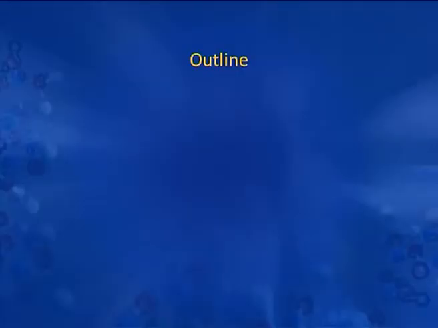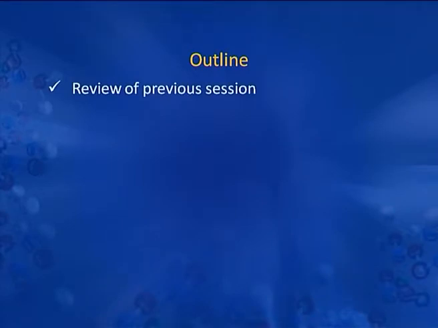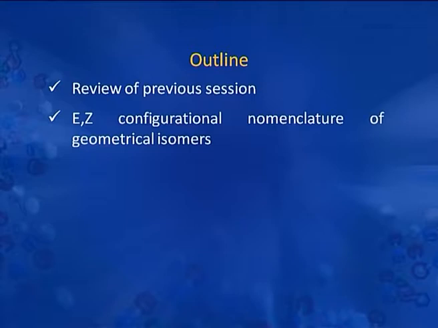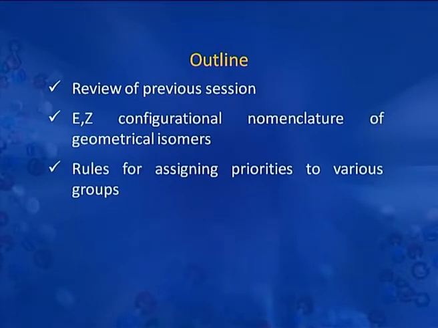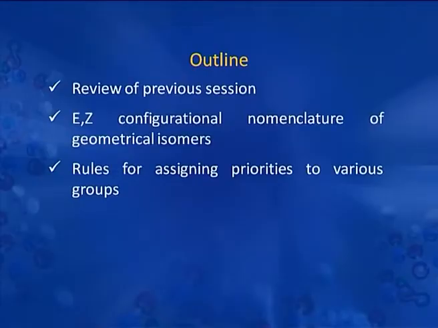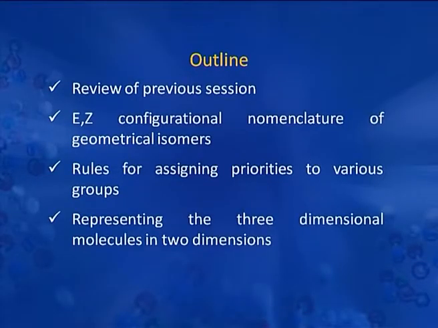Hello viewers, welcome to this next session on stereochemistry of organic compounds. Today's session has been planned in a way that first we will take up what we had discussed in our previous session, then we shall discuss the EZ configurational nomenclature of geometrical isomers. This will be followed by the rules which are used for assigning priorities to various groups for assignment of this EZ configuration to geometrical isomers. Then we will move on to the two-dimensional representation of our three-dimensional organic molecules, and finally we will summarize our today's work.